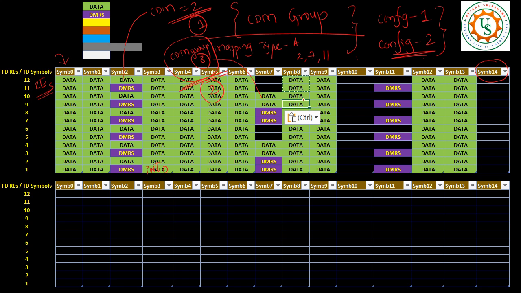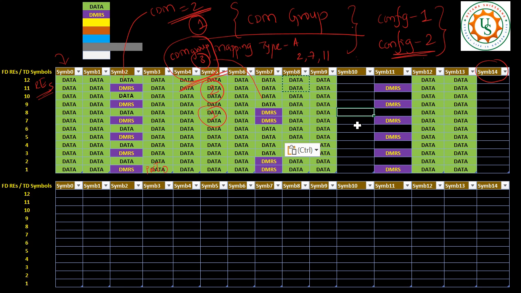But if we say during config type 2, CDM group without data is equal to 1, then in which case all the vacant REs would be occupied. So even these things would also be occupied. I think you got the difference between CDM group 1 and 2 in case of config type 1 and CDM group 1, 2, 3 in case of config type 2. Okay, now let us see what are the other related concepts around this.